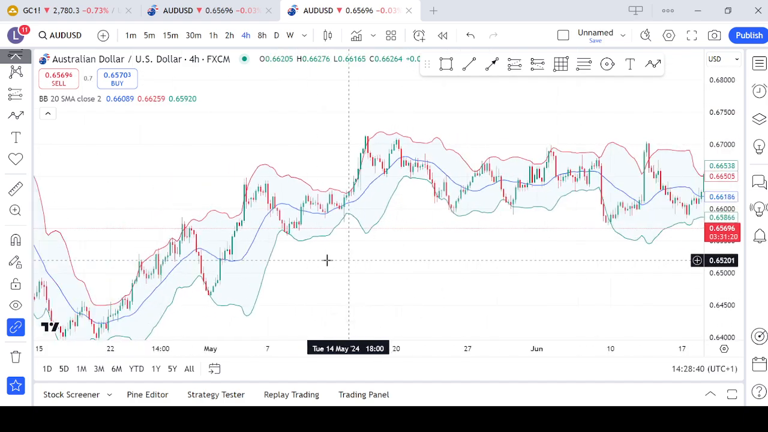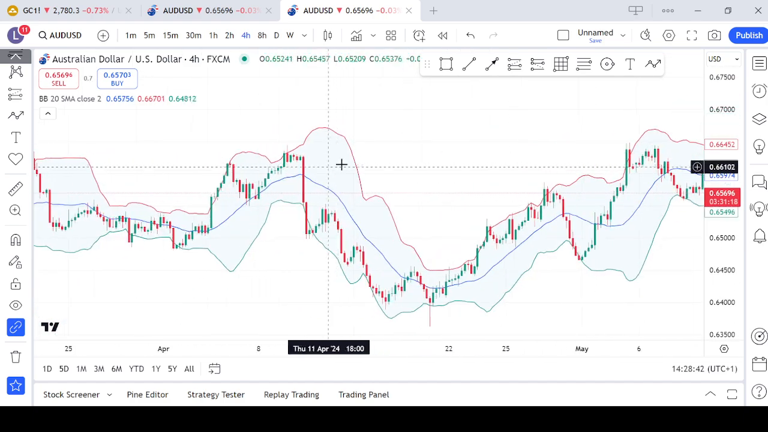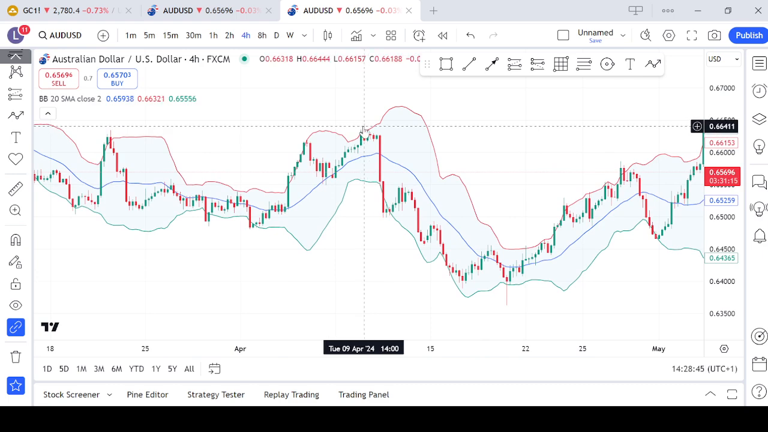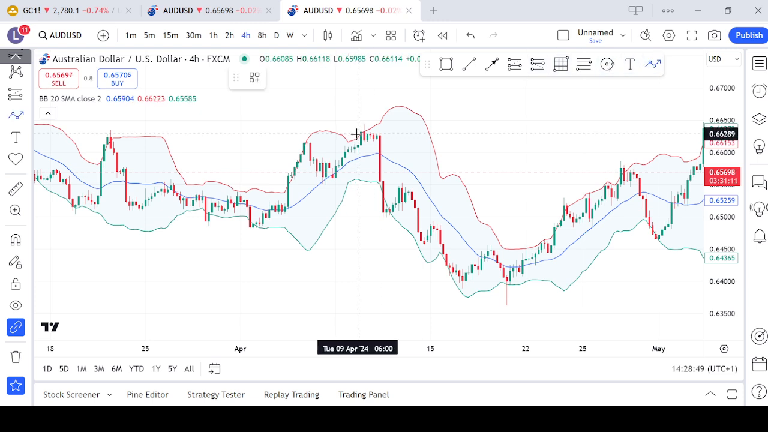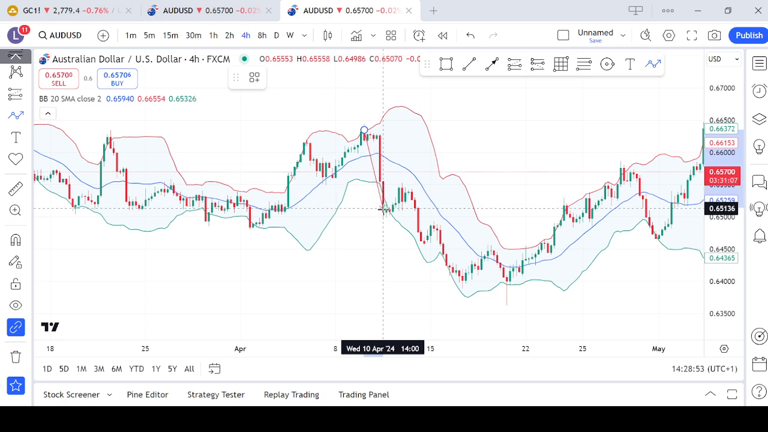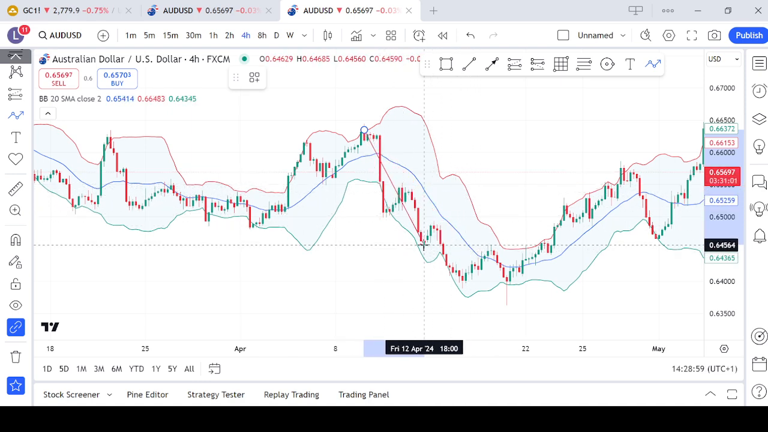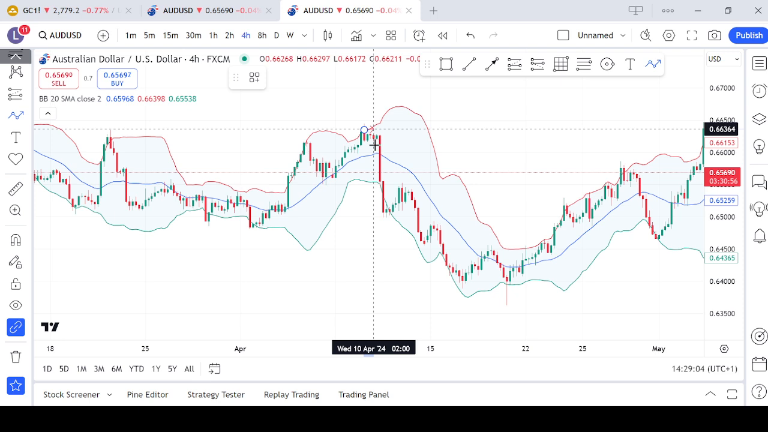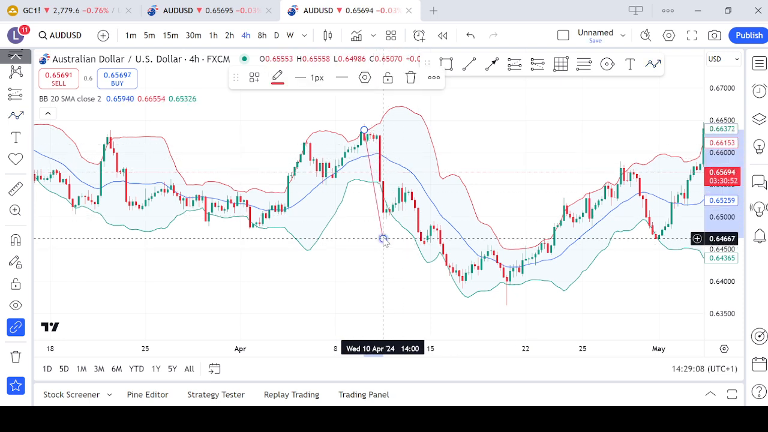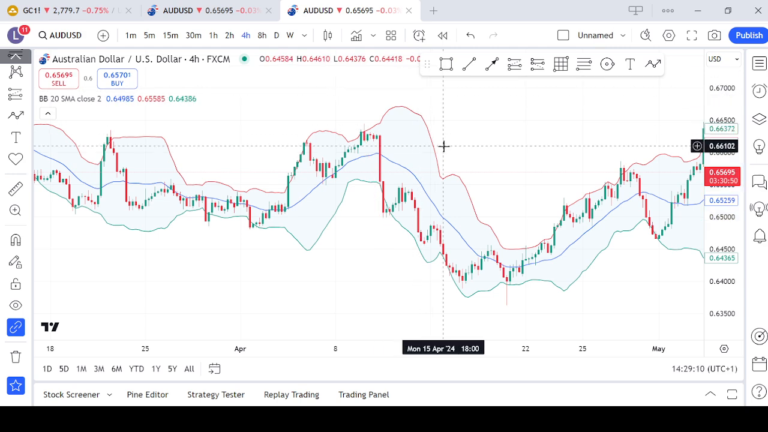So you can see this one, price went below the middle band, coming from the upper band, went below the middle band, and you can see this bearish trend continued from here to the downside. So you could consider buying put options when price breaks below the middle band and continues to the downside. So that's how you use the Bollinger Bands to trade.